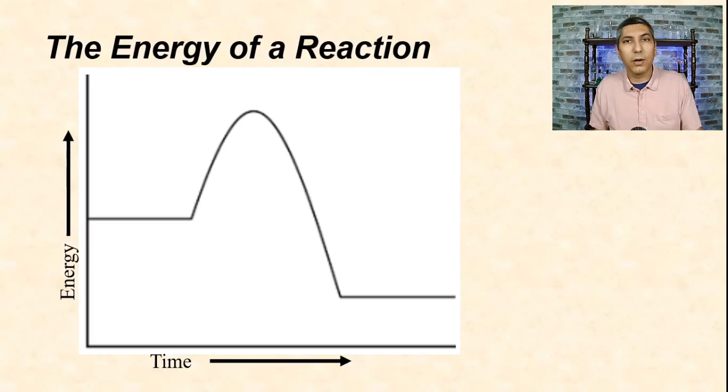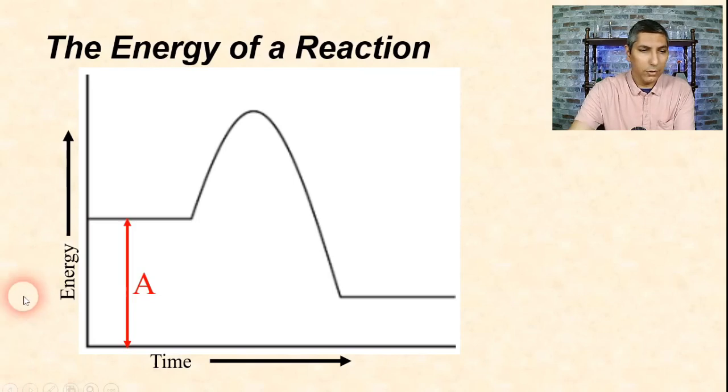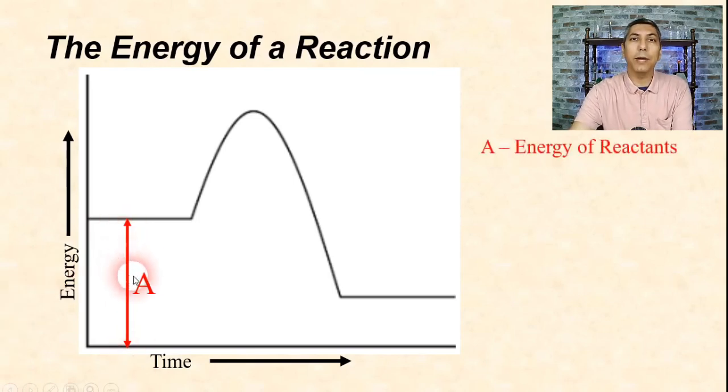Now, there are some very important parts of this profile that you need to know about. So this amount of energy that we have labeled A right here is called the energy of reactants. Hopefully that makes sense, because reactants are what you have at the beginning or before a reaction actually gets going. And so the energy of the reactants will basically be a plot from the very bottom of the graph up to the starting point. So that's our energy of reactants.